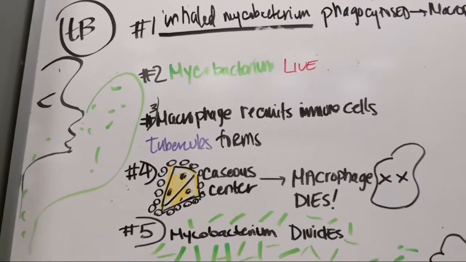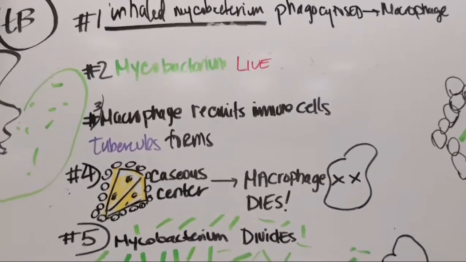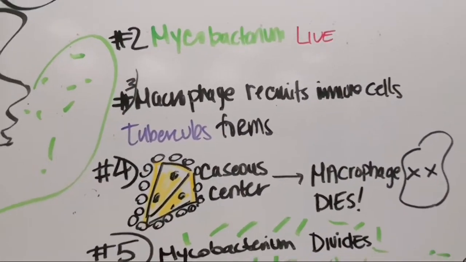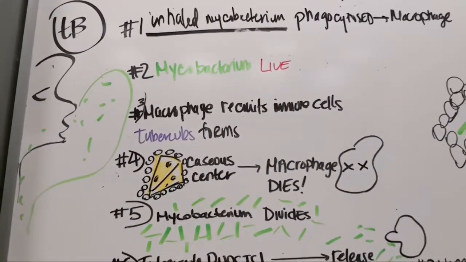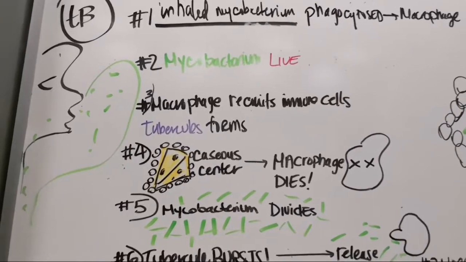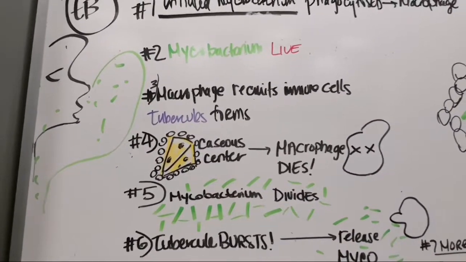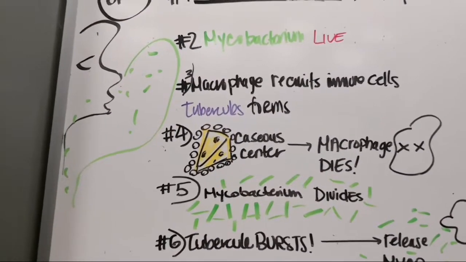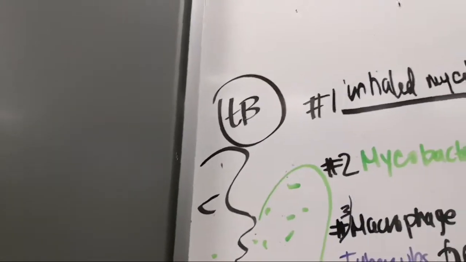Three, the macrophage will recruit immune cells, and a tubercle will form. So remember what we learned tubercles were. Tubercles are essentially the granules of tuberculosis. So remember tubercles, they are specifically the granules that are associated with TB, tuberculosis.